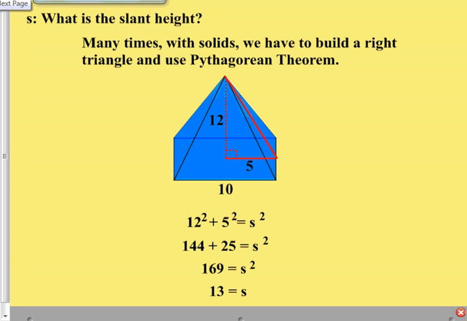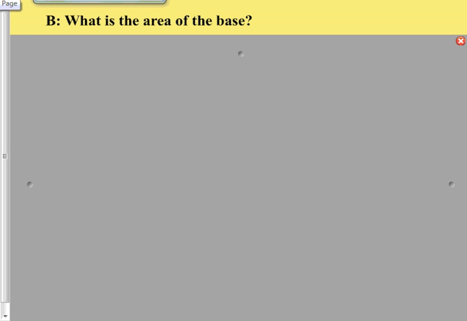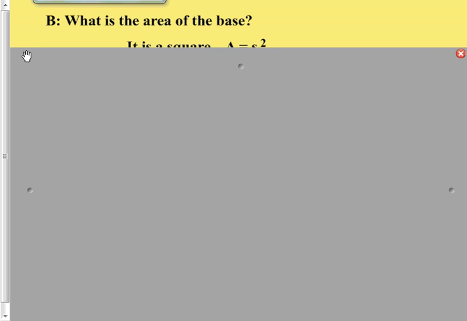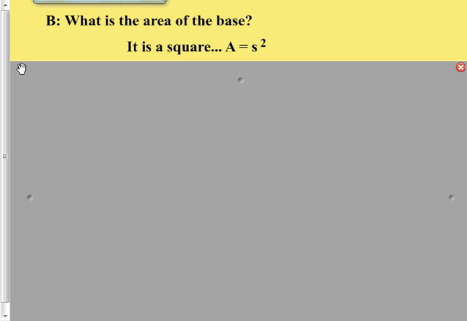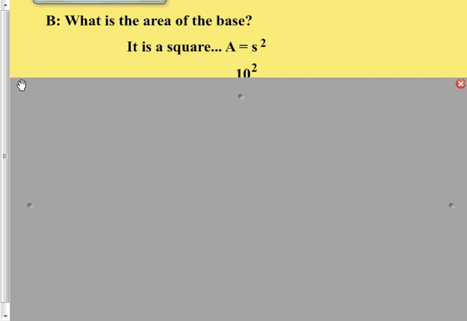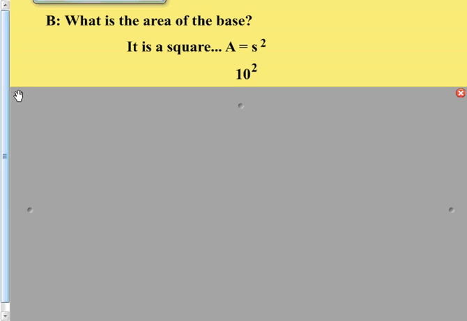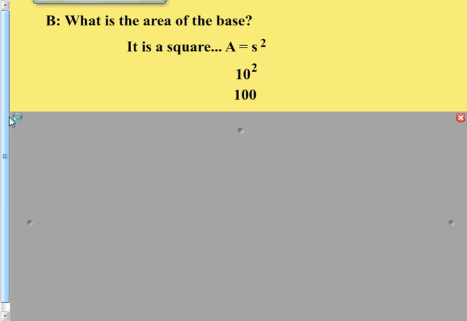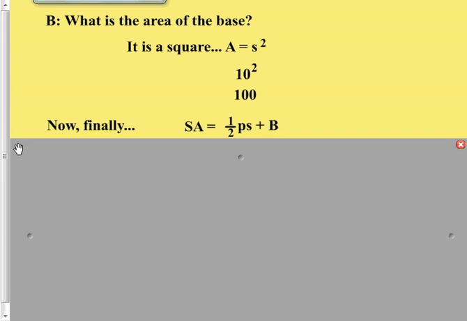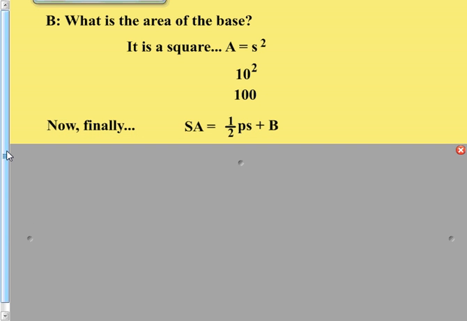So moving on. Big B, what is the area of the base? Well, of course, we know that our base is a square. Okay, and we have a formula for the area of a square, side squared. All we need to know is the side length, which we know is 10, and 10 squared is 100. Okay, so there is big B. That's not the answer either, but it all is going to get plugged into our formula.